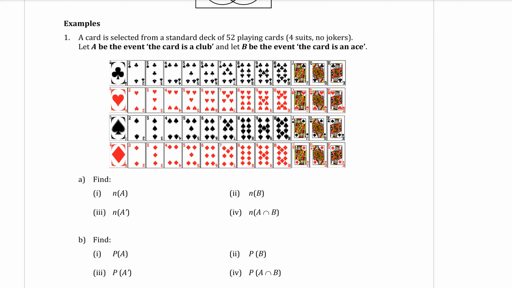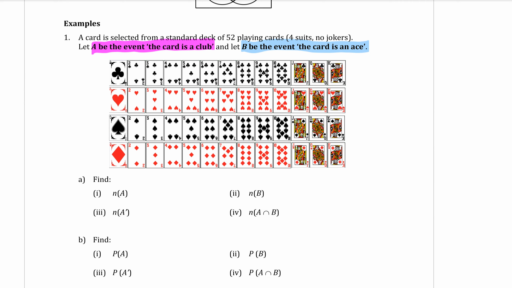Cards questions. We did one of these the other day. A card is selected from a standard deck of 52 playing cards. There's 4 suits and no jokers. Let A be the event that the card is a club. And B is going to be the event that it is an ace. Okay, so they're the two things I'm looking for.